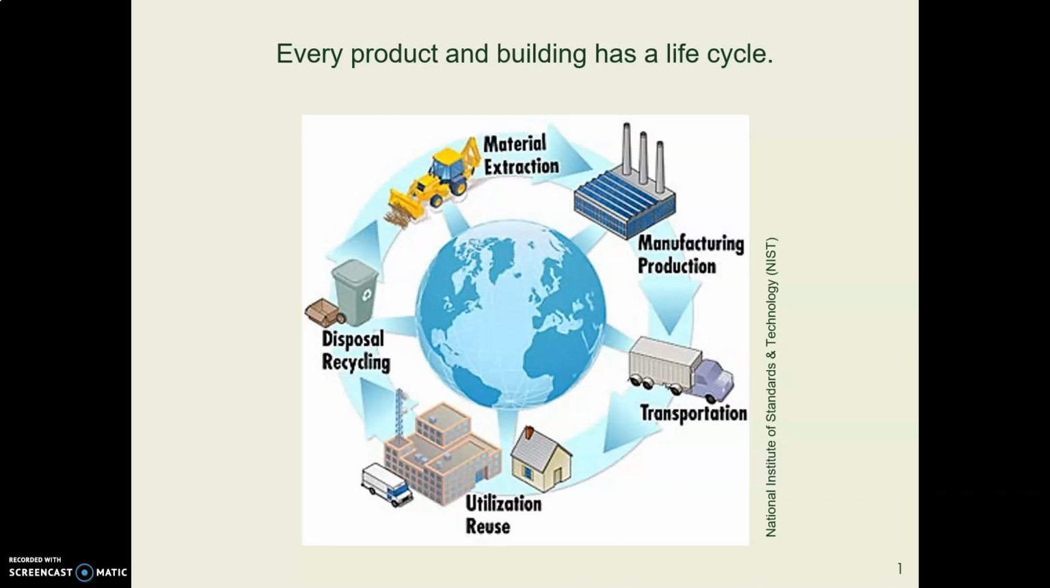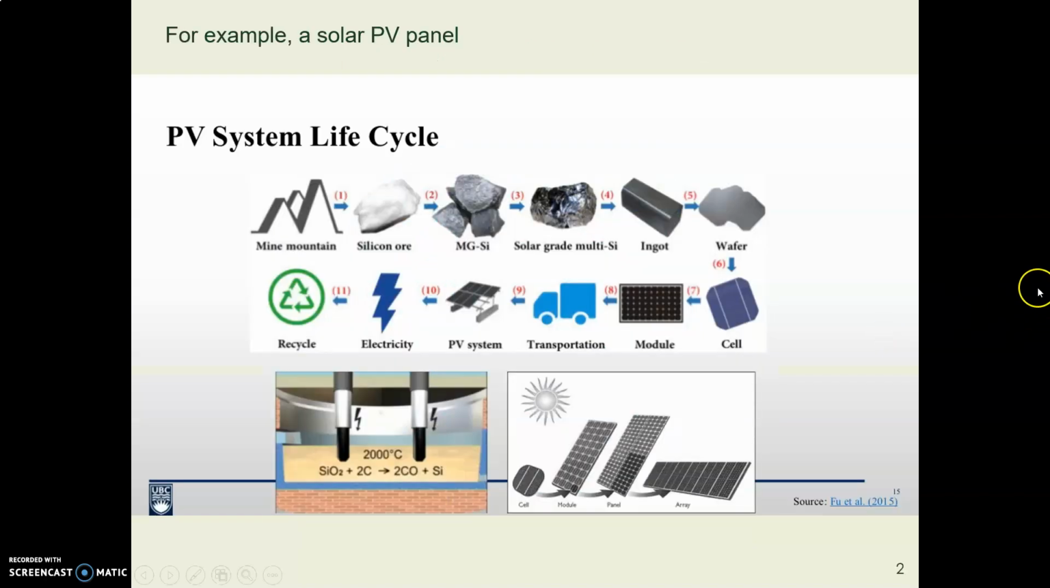Every object has a life cycle, starting with when we get the material to when we make and move the material to when we use it to when we dispose of it. For example, you could evaluate the life cycle of a solar panel, from extracting the material to the various stages of processing it, making the panel and module, transporting it, using it, and finally disposal.